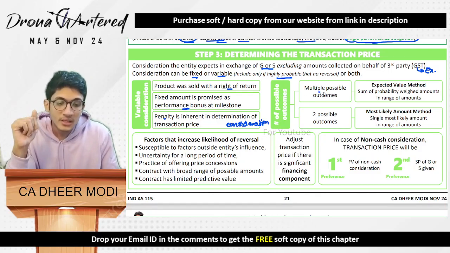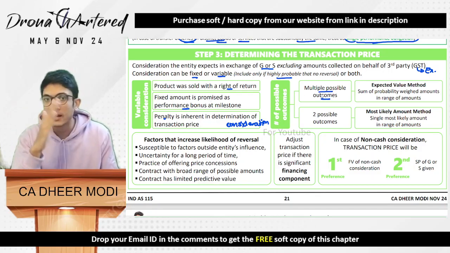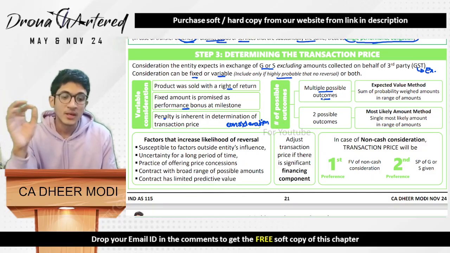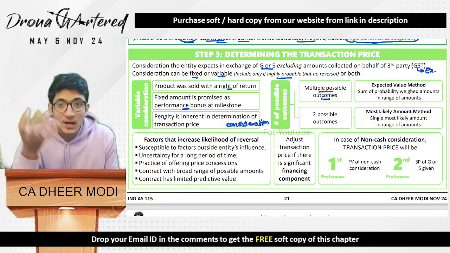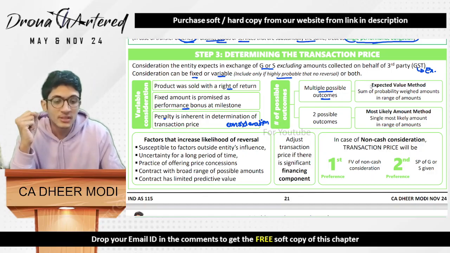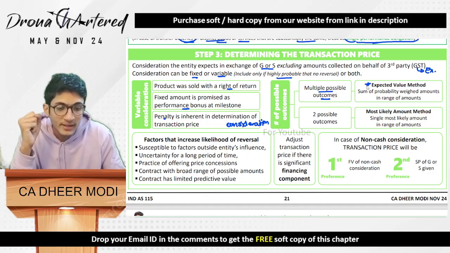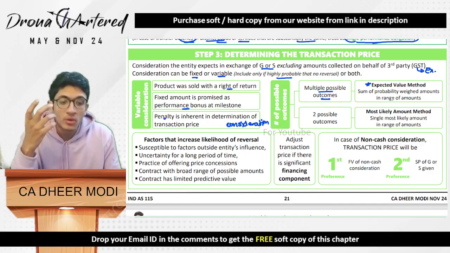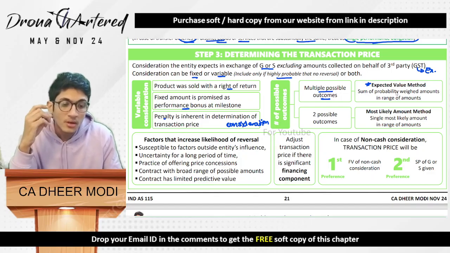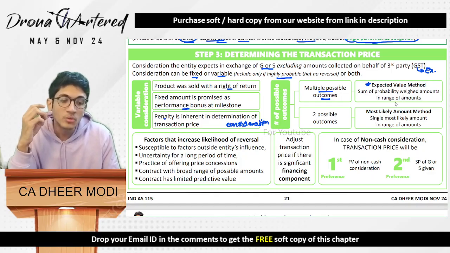So if there are multiple possible outcomes, either this can happen, this can happen, this can happen, this can happen. In such a case, how do you calculate the value of this consideration? You use the expected value method. Now, what is the expected value method? It is the sum of probability weighted amounts in a range of amounts.